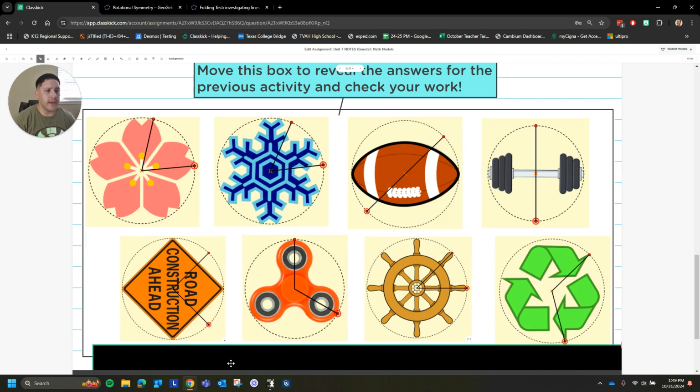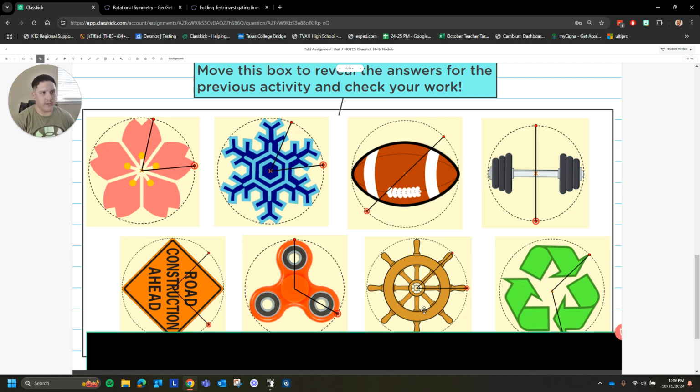which are these figures that had rotational symmetry. The flower, snowflake, football, the weight, dumbbell, the construction sign, the fidget spinner, the boat steering wheel, and the recycling symbol. So those are all the ones that had rotational symmetry.